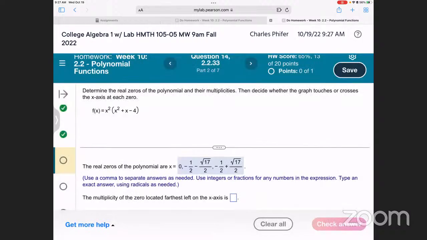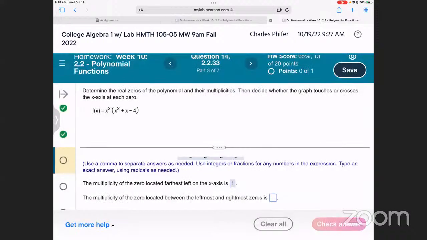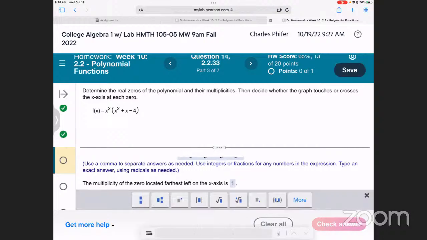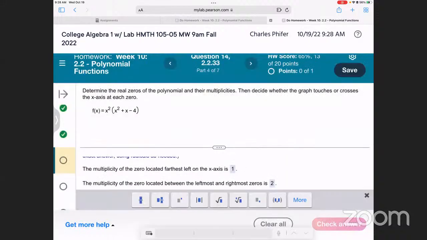So then, let's see. I think the multiplicity of both of them, no. Farthest to the left. So the 0 furthest to the left comes from the square root. It's odd, right? That one occurs once. The only one that has an even multiplicity is the 0. The other two are odd. So that multiplicity is 1. The middle one is the 0. So that multiplicity is 2 from the x squared. Okay. And then the farthest right is also 1.